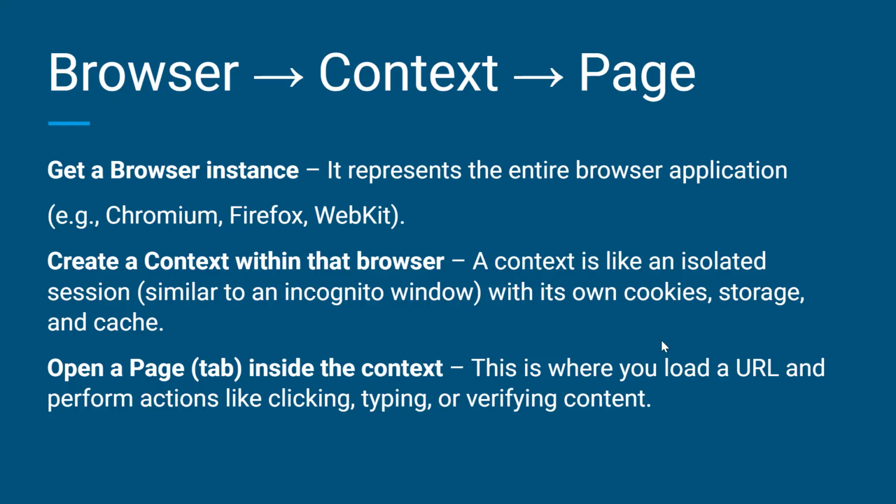Once we get the browser instance, we need to create a context within that browser. And a context is like an isolated session which will have its own cookies, storage, and cache. Once we have a context ready, we can open a page inside that context where we can load the URL and perform whatever actions you want to do on an application. You can have multiple pages within a context and you can have multiple contexts within a browser instance. So every context will have its own resources and all the pages of that context will share those resources.